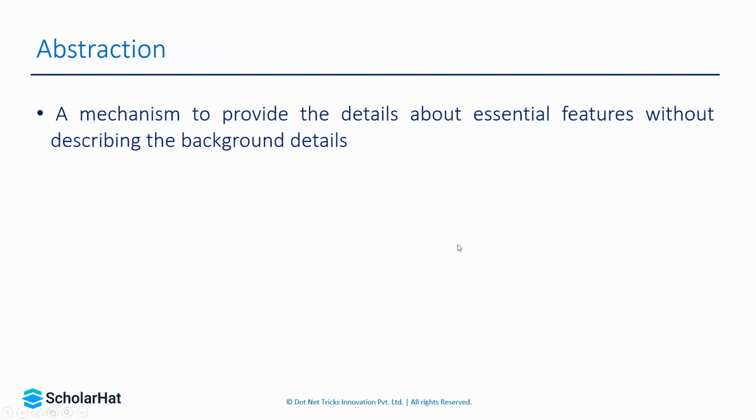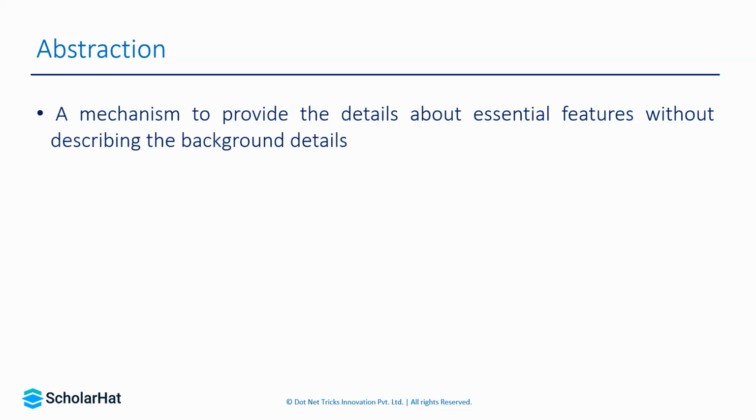Abstraction is a mechanism where we show only the essential features without describing the background details. Let's take a simple example. We have a login page. Whatever login page you create, we just take input from the user: the username and the password. Only two things we are taking from, and exposing to, the end user.